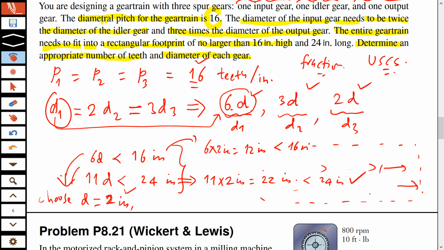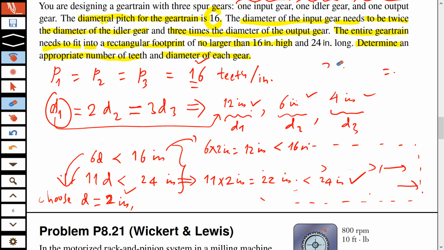Now once you choose D to be 2 inch, I can go back. This D1 must be 6 times 2 inch, which is 12 inch. D2 must be 3 times 2 inch, which is 6 inch. And D3 must be 2 times 2 inch, which is 4 inch. So I have all the 3 diameters, and I can now convert all these three diameters to the number of teeth.